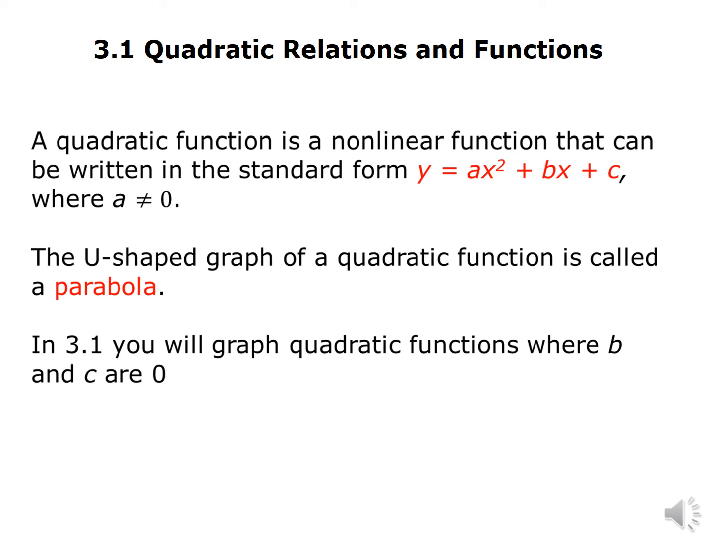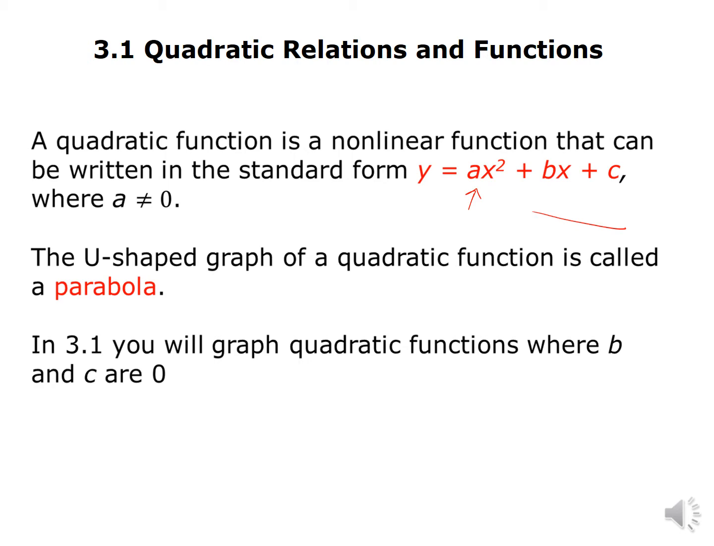Okay, in 3.1 of IM2, we're going to discuss quadratic relations and functions. A quadratic function is a nonlinear function that can be written in the standard form that we've seen in Chapter 2, y equals ax squared plus bx plus c, where a does not equal 0. And of course, we know that a cannot equal 0 because if a equaled 0, there would be no x squared, and so it would be linear.